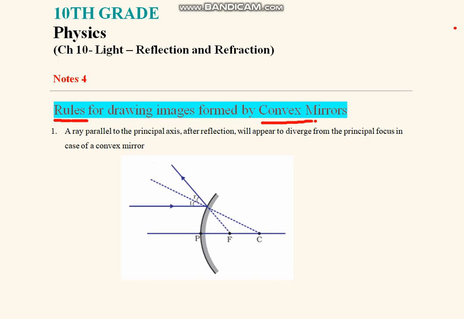The first rule states that a ray parallel to the principal axis after reflection from the convex mirror appears to diverge from the principal focus of the convex mirror, that is behind the mirror. And this happens following the laws of reflection that angle I is equal to angle R. Here you can see that we have drawn the normal, that is a line which is passing through the center of curvature.